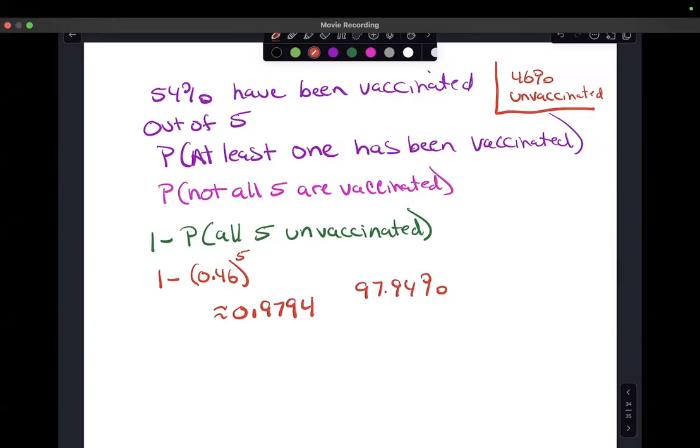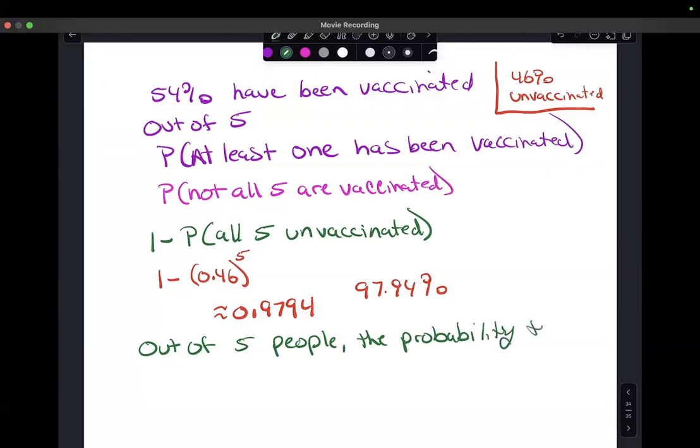I'll write the final thing because that might be helpful. Out of 5 people, the probability that at least one is vaccinated is 97.94%.